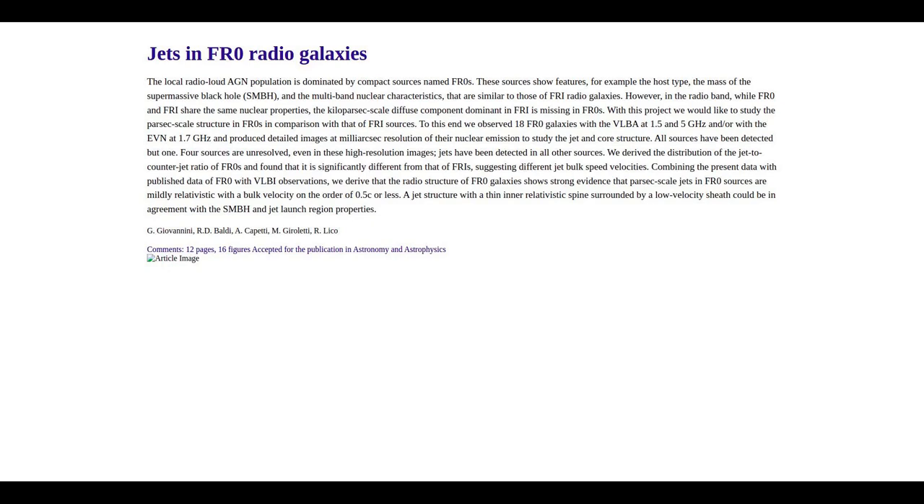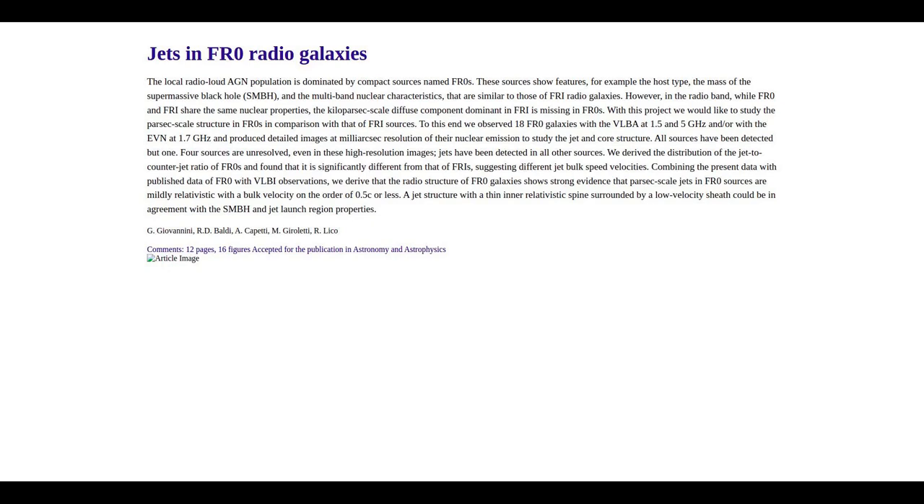EVN at 1.7 GHz and produced detailed images at arcsec resolution of their nuclear emission to study the jet and core structure. All sources have been detected but one. 4 sources are unresolved. Even in these high-resolution images, jets have been detected in all other sources. We derived the distribution of the jet-to-counter-jet ratio of FR0s and found that it is significantly different from that of FRIs, suggesting different jet bulk velocities.